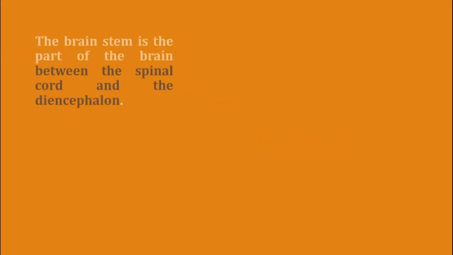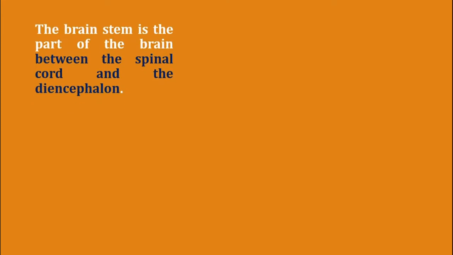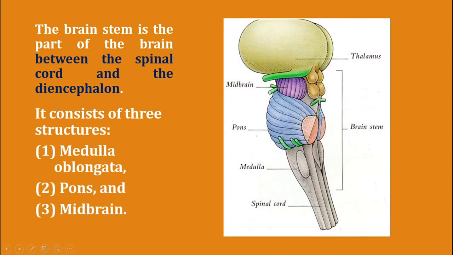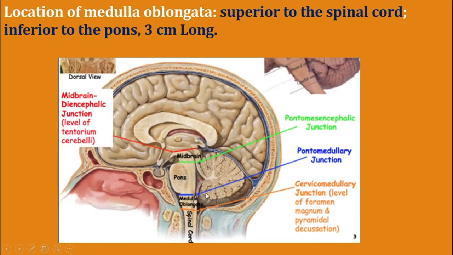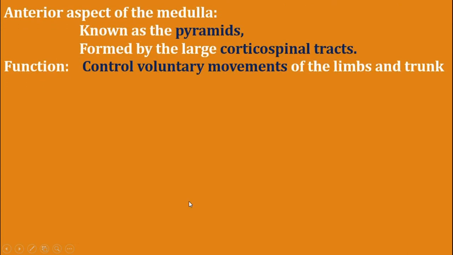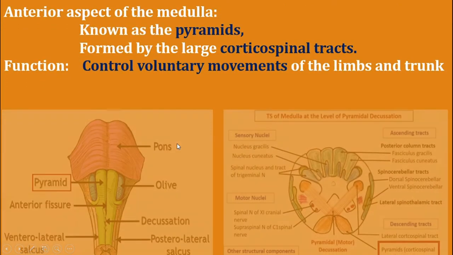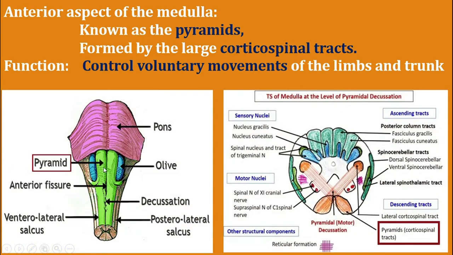So, the brainstem is the part of the brain between the spinal cord and the diencephalon. It consists of three structures, medulla, pons, and midbrain. Focusing on medulla, it is located superior to spinal cord and inferior to pons. Anterior aspect of medulla is pyramid, which is formed by corticospinal tract. It controls voluntary movements of limbs and trunk.